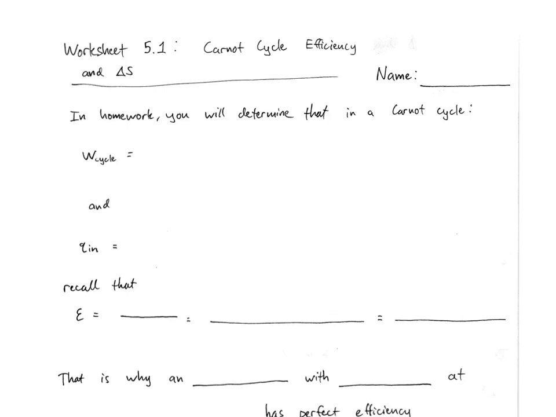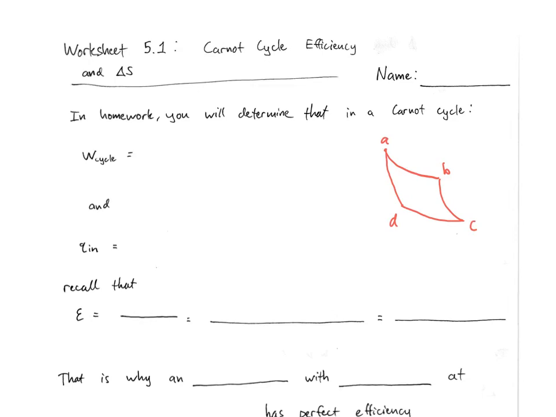So welcome back, everyone. This is Worksheet 5.1, Carnot Cycle Efficiency and Delta S. The first part of today's worksheet concerns Carnot cycles, which, if you recall, have 4 strokes. We've got a stroke from position A, and then an expansion down to position B, and then another expansion down to position C, and then a compression to position D, and then a return back to position A like that.